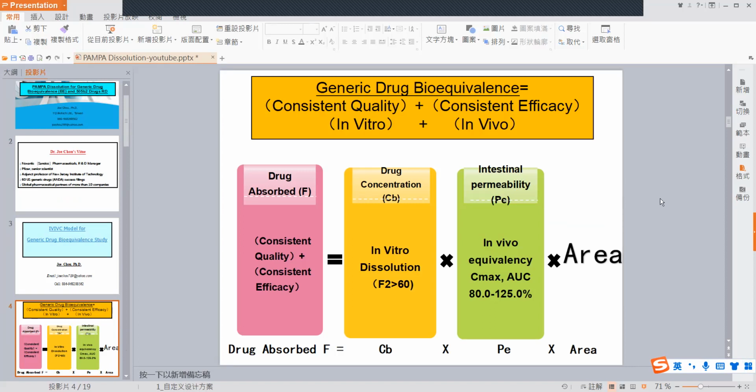As this PPT shows, generic drug bioequivalence actually consists of two parts. One is the in vitro part, and one is the in vivo part. We all know the in vitro part is as the pharmacopoeia indicated, so we have to meet that in vitro requirement for drug release. However, prior to that, you need to meet the in vivo requirement, meaning the bioequivalence study. But how to arrive at that is the topic.